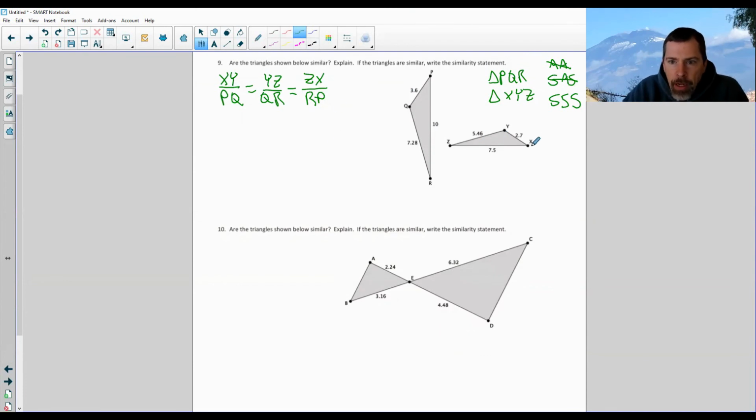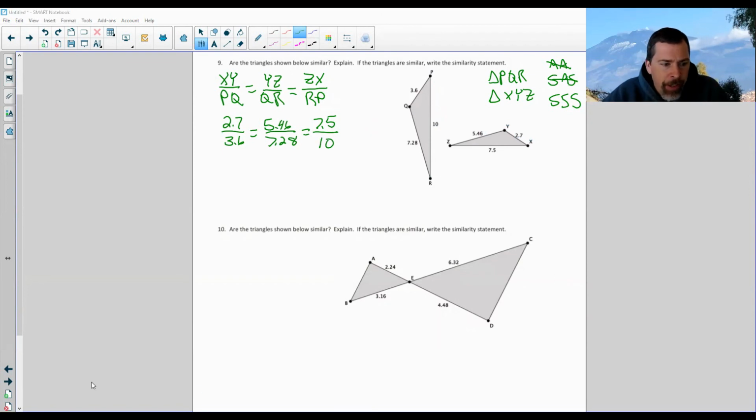Okay, then I just fill in the blanks. XY, 2.7, PQ 3.6, has to be equal to YZ 5.46 divided by QR 7.28, and that has to equal ZX, which is 7.5 divided by RP 10. Okay, so that's that.